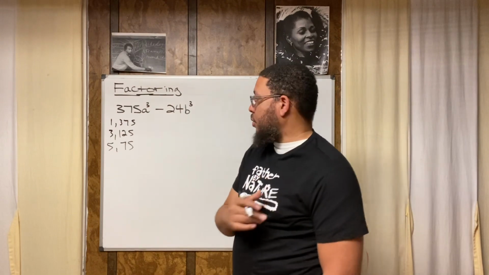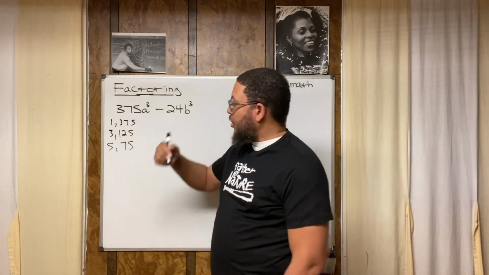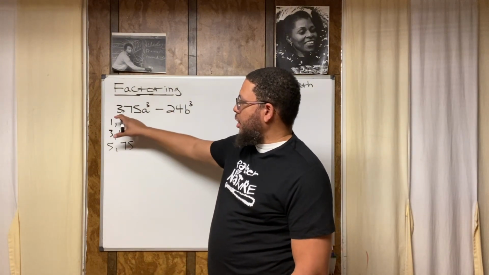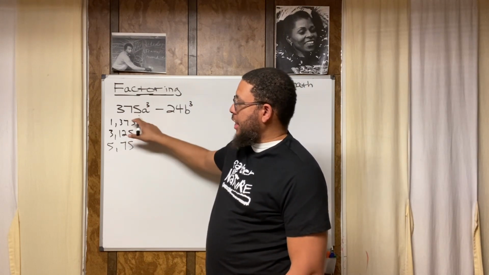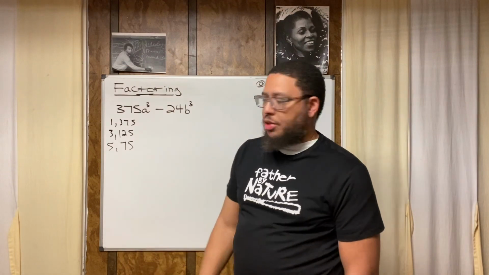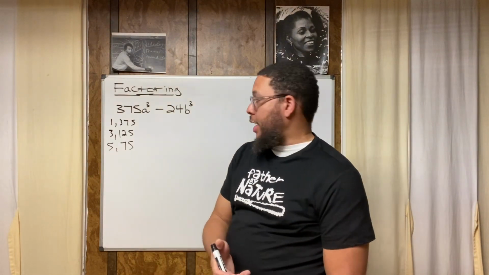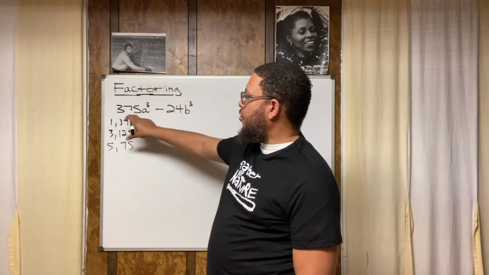You know how I know 13 is no good? Because 390 is a multiple of 13, right? 390 is a multiple of 13. And the difference between 390 and 375 is 15. 15 is not a multiple of 13. What about 14? We already said 7 was not a factor, so therefore 14 is not a factor. What about 15? 15 is a factor.